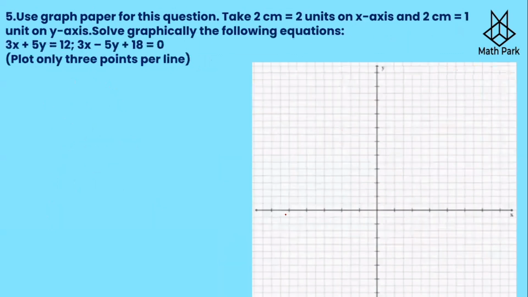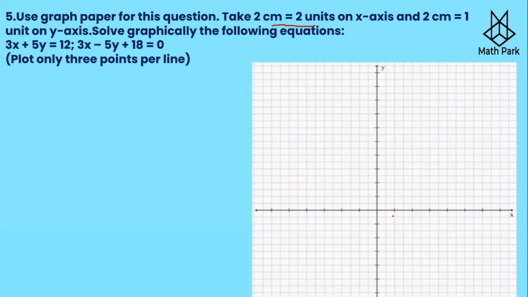Moving to the next question. Use the graph paper for this question again. Take 2 centimeter is equal to 2 units on x-axis. So please write the scale up here. 2 centimeter is equal to 2 units on x-axis. So that means 1 centimeter is equal to 1 unit. So 2 centimeter, 2 units.